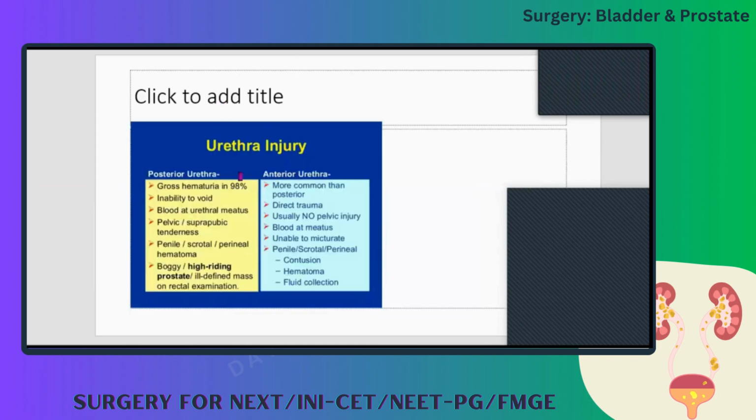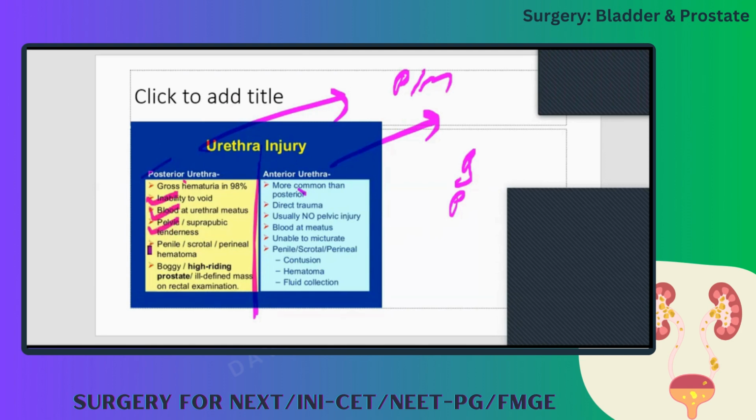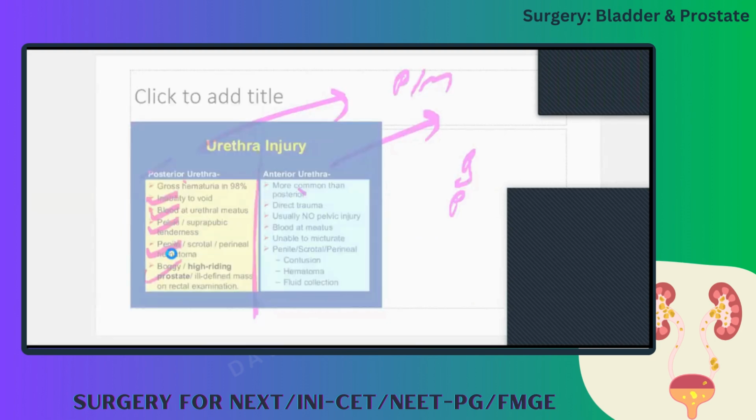So urethral injury can be anterior or posterior. What are the two parts of the anterior urethra? What are the two parts of the posterior urethra? Anterior: bulbar, penile. Prostatic and membranous are posterior. In posterior urethral injury, there will be inability to void, blood at the meatus, pelvic or suprapubic tenderness, and penile, scrotal, perineal hematoma. Everything is damaged, and there will be a high riding prostate, because of the pelvic hematoma the prostate has gone up.